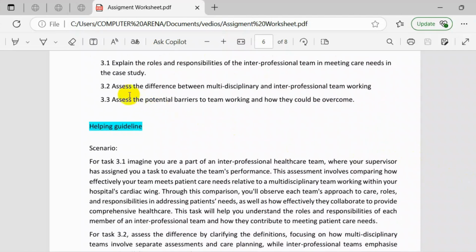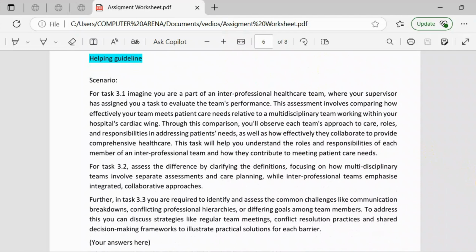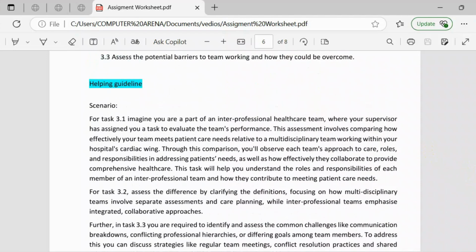For the assessment criteria 3.2, where you have to assess the difference between a multidisciplinary and an interprofessional team, you can consider points like what their structure is, what collaborative approaches they use, what care planning they are using, and how they are different from each other in terms of their assessment strategies and care planning strategies. These are the points based on which you can make a good distinction between the interprofessional and multidisciplinary teams.